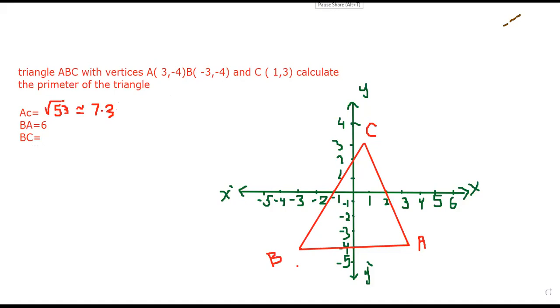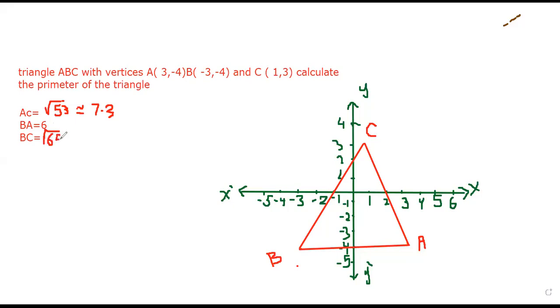B is how many? B is -3, -4. C is 1 and 3. It will be -3 minus 1 all to the power of 2, plus 3 minus -4 all to the power of 2, which means the square root of 4 to the power of 2, it will be 16, plus 7 to the power of 2, it will be 49. What did you say? Square root of 65. Okay.